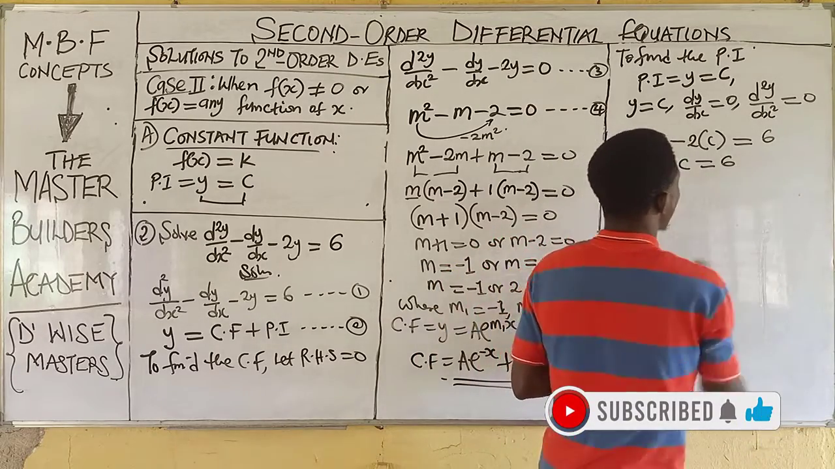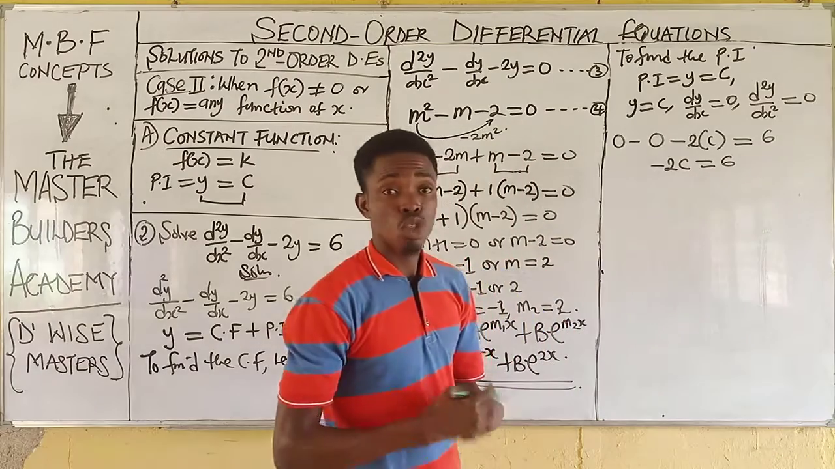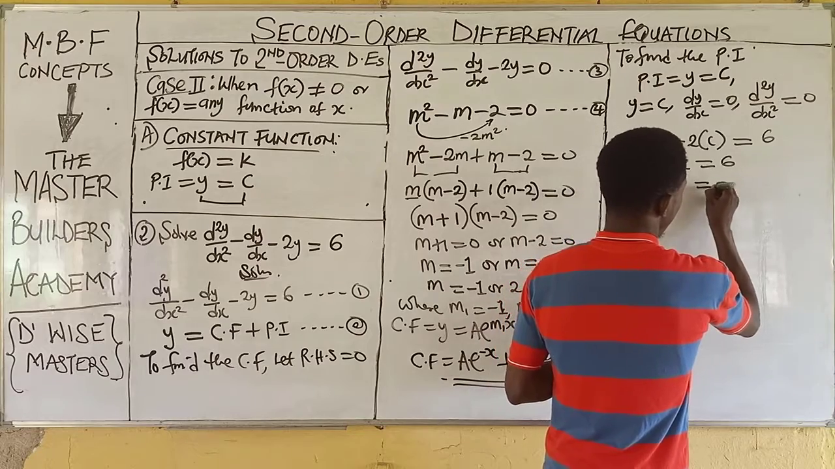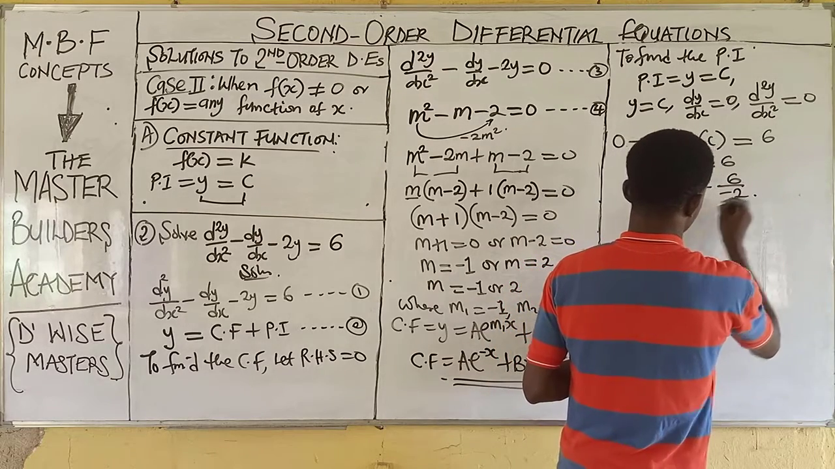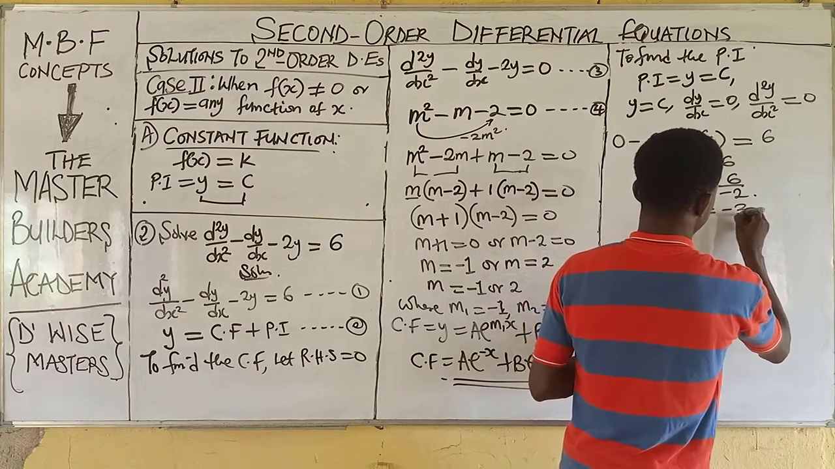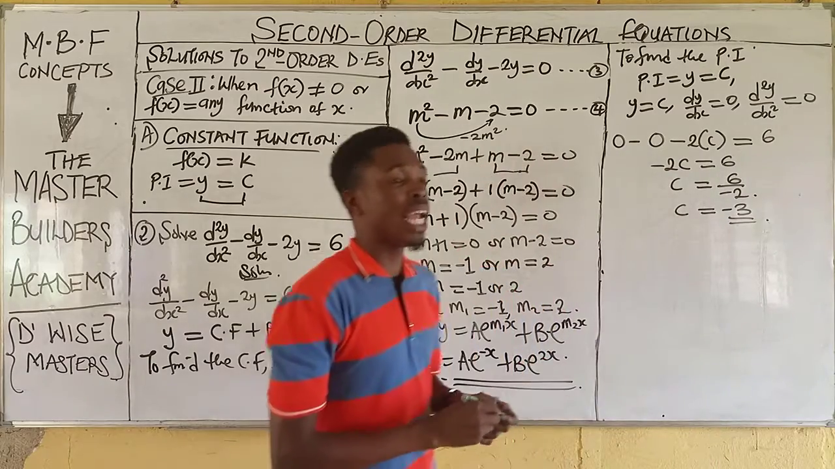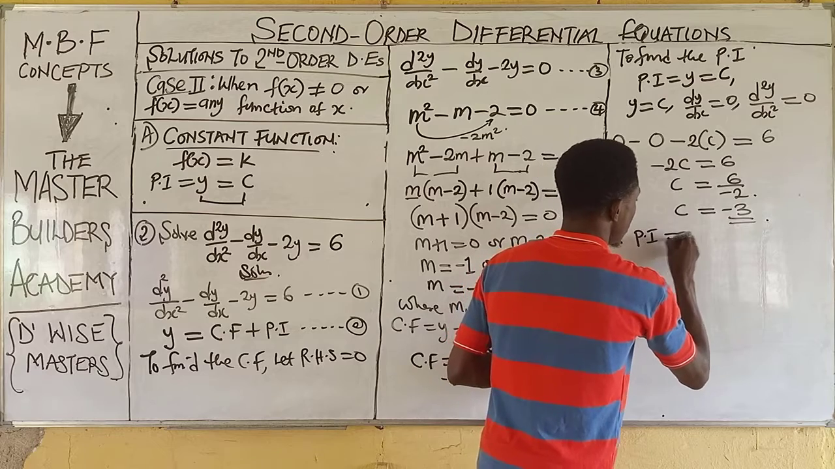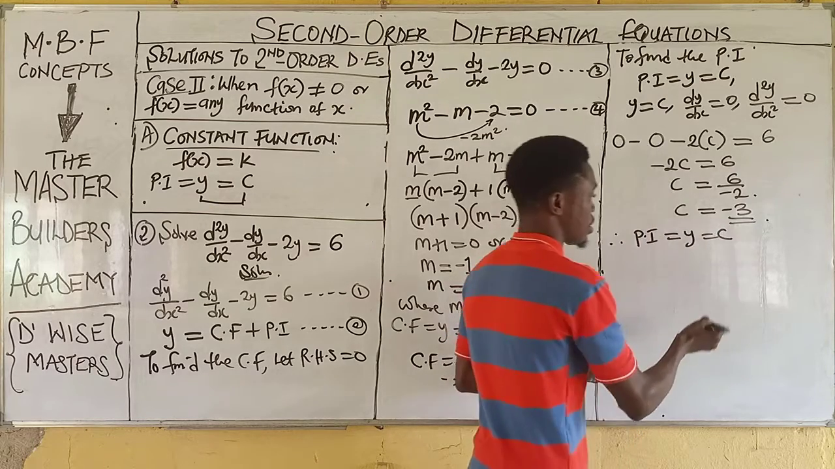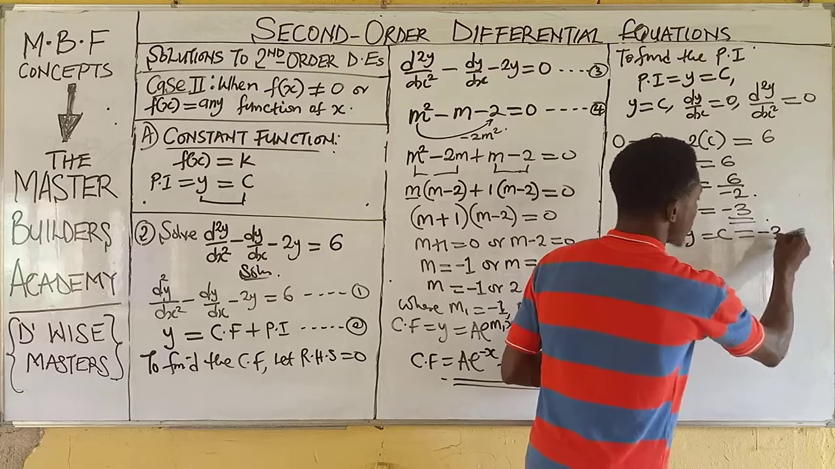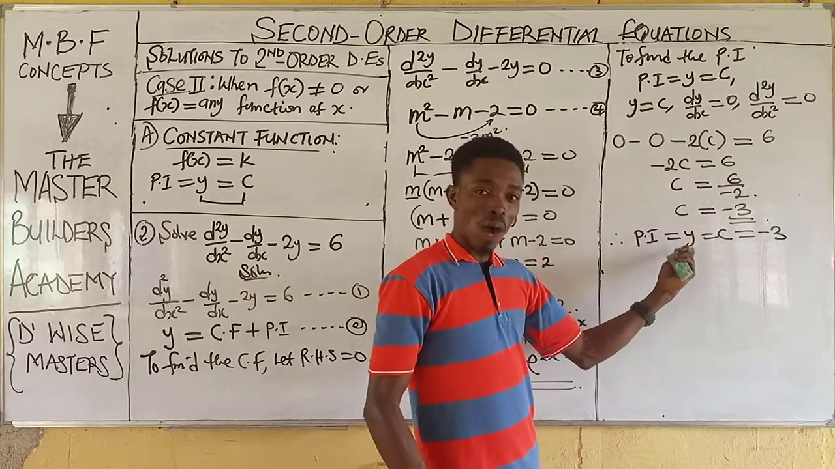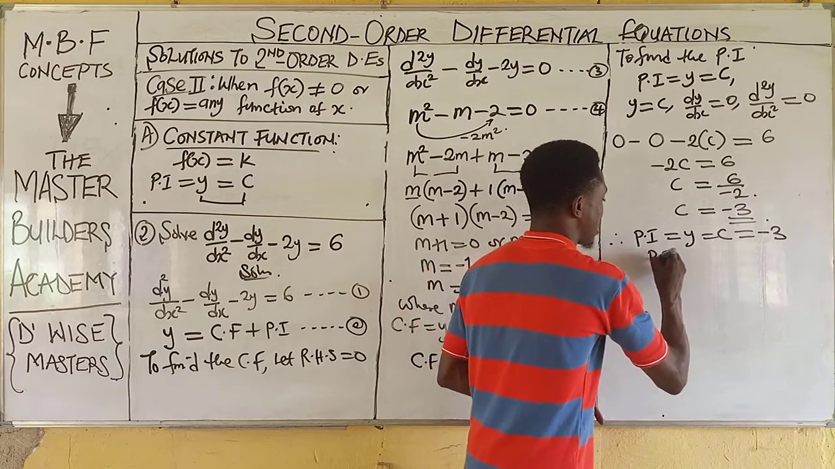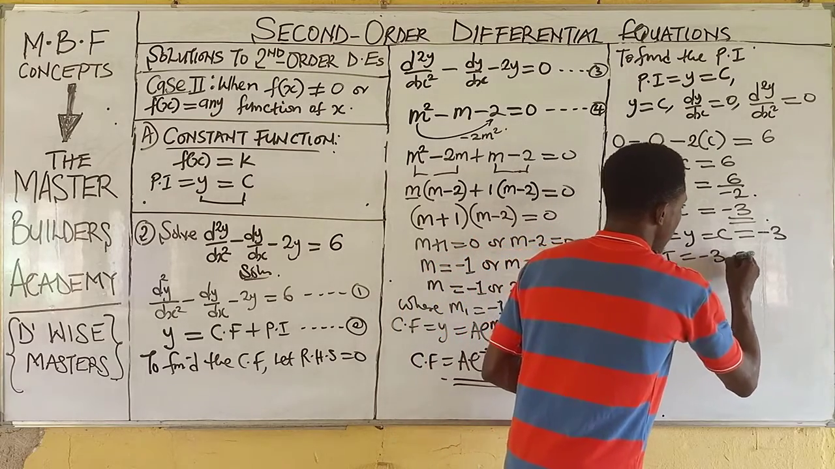Now, if this is understood, everything here is automatically 0, so we are going to have minus 2c is equal to 6. Now, understand that we are looking for the value of c. So what do we do? We will divide both sides by minus 2. That would have given us c is equal to 6 all over minus 2, and c would have given us -3. Now that we have obtained c, it therefore shows that the particular integral is equal to y, which is equal to c, like we said, and is equal to -3.